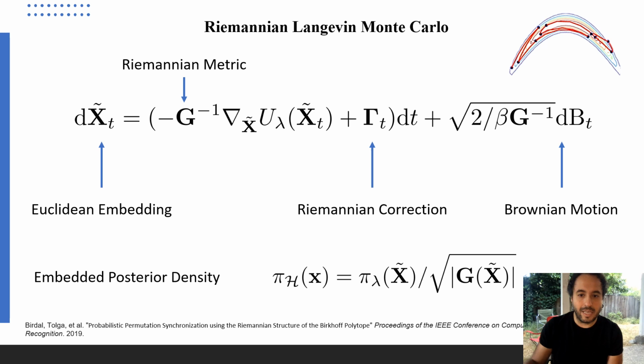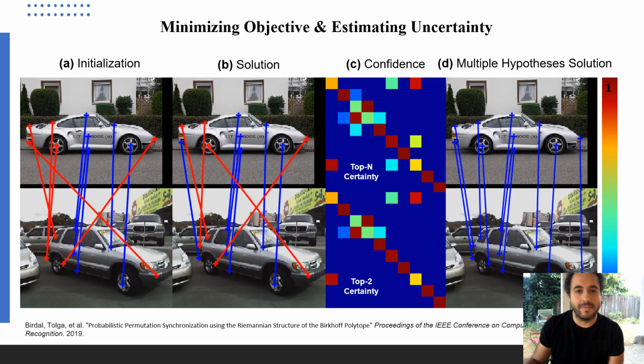However, the key here is that we do not really have the exponential map for the manifold of doubly stochastic matrices. What we have is a retraction operator, a first order approximation of the exponential map. Well, we could still use it. We could still solve this differential equation just using retractions.